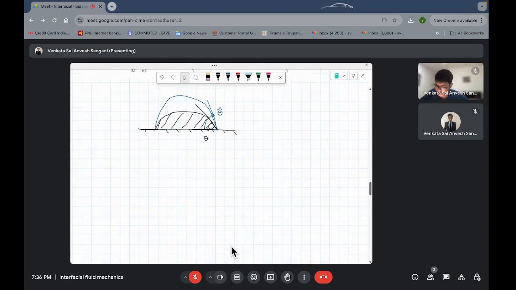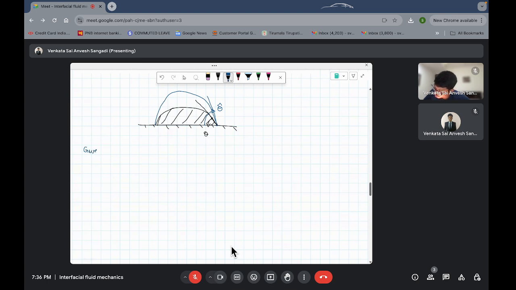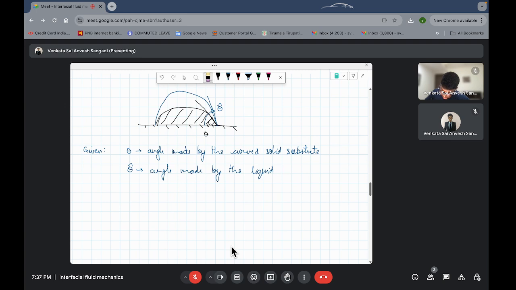So theta is the angle made by the curved solid substrate, and theta cap is the angle made by the liquid with the horizontal.